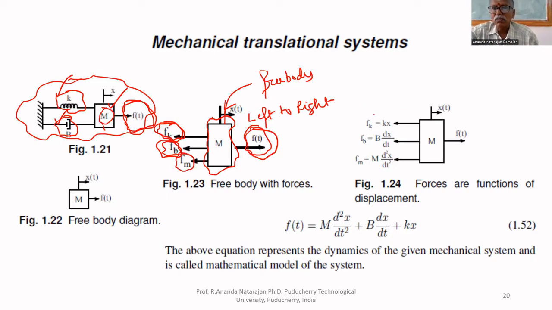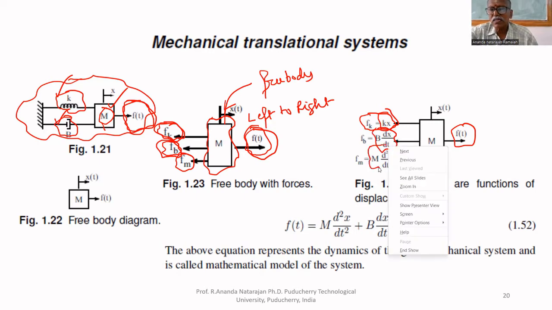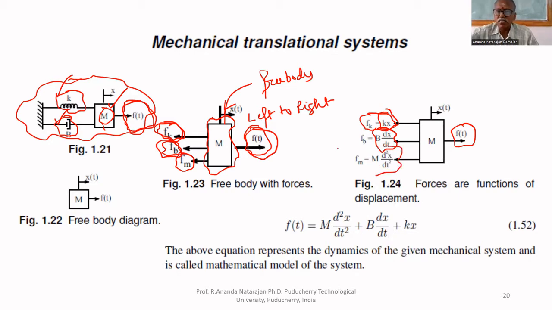Here, in the free body diagram, all four forces are marked. F of t is the applied force. Kx is the force because of the spring. B dx by dt is the force because of the dashpot. Then the reaction force M d square x by dt square because of mass. These are the three reaction forces. The applied force is from left to right. The other reaction forces are from right to left.